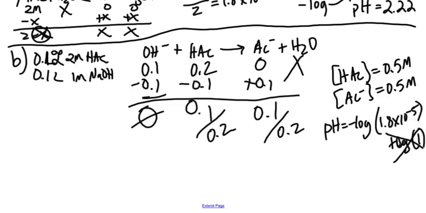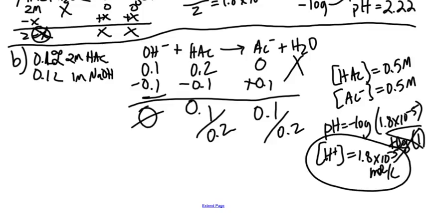Okay, hold on just a second. The problem is asking for H plus concentration, though. So if it's asking for H plus concentration, isn't this H plus? pH is negative log of H. Negative log, oh, that is the H plus concentration. Do y'all see that? Because if we were to take the negative log of it, we get pH. And how do we get to H plus? 10 to the negative that. So this is H plus. So our H plus concentration, which is what the problem's asking for, is 1.8 times 10 to the negative fifth moles per liter. Y'all with me?